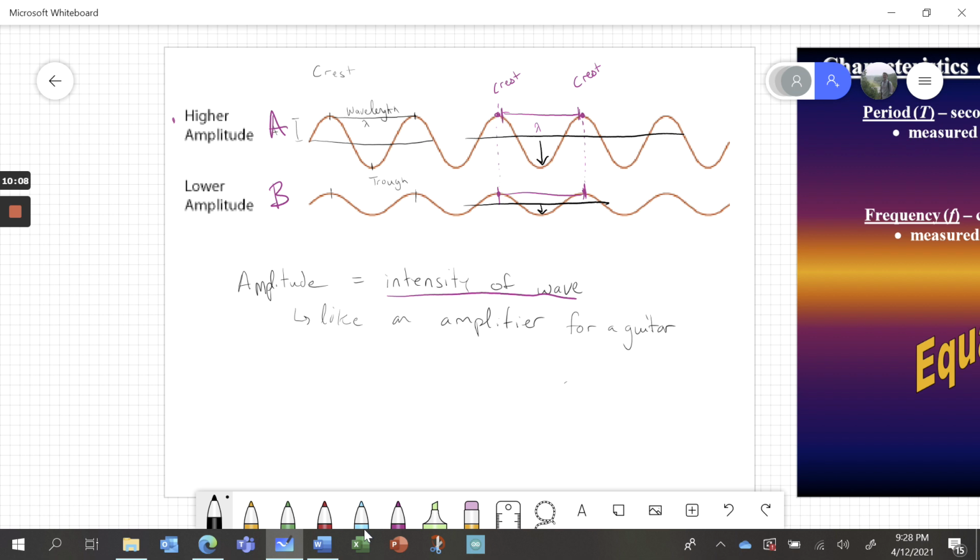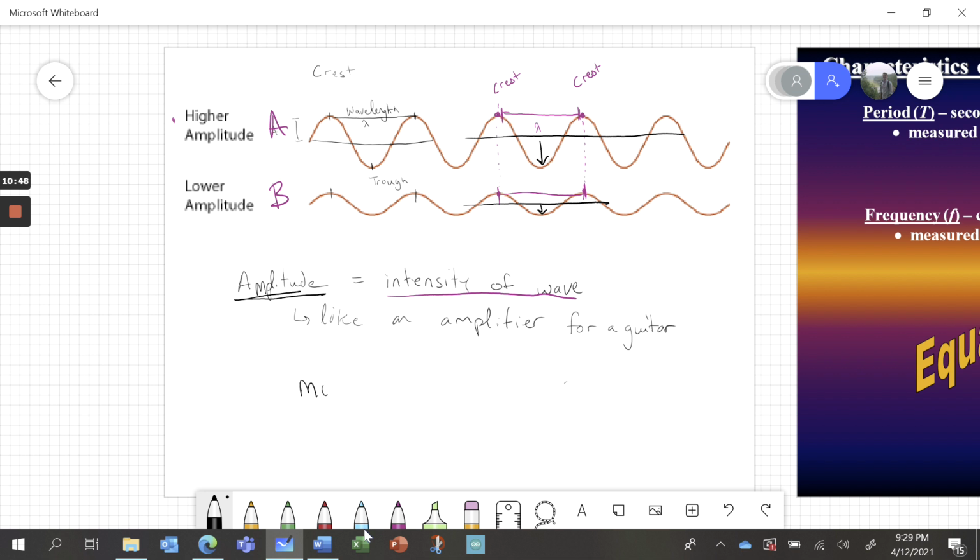So you can think about amplitude like an amplifier for a guitar or any other instrument. What an amplifier does is it takes the sound from your guitar. It makes it louder. It adds energy to it. Okay? It doesn't change the notes that you're playing. It just makes them more intense. It makes them louder. That is what amplitude is all about. Amplitude is the intensity. Having a different amplitude doesn't change the wave. It just changes how intense it is.